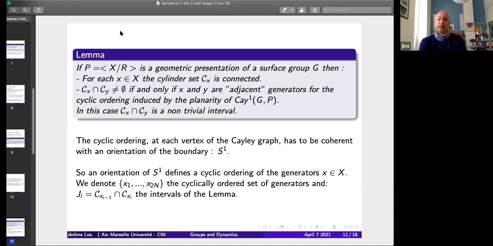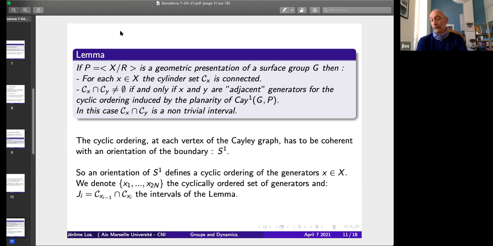So adjacent means that, remember that the Cayley graph is planar. That means it is embedded in the plane. And so from that specific embedding in a plane, you obtain a cyclic ordering of the edges that start from the identity, or the edges that start at any vertex. And this cyclic ordering induces a cyclic ordering of the generators. And in this case, if these two cylinder sets intersect, they intersect in a non-trivial way, meaning they intersect in an interval.